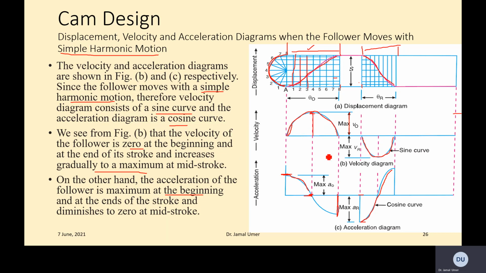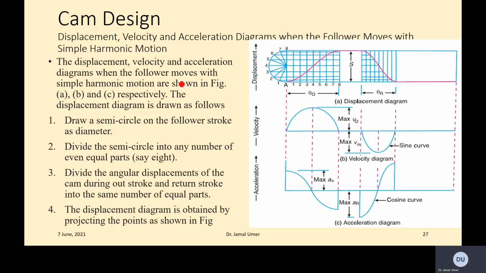Just hold on with your questions, because we are going to construct such a curve, and you will find what actually we are doing over here. So the displacement, velocity, and acceleration diagram when the follower moves with a simple harmonic motion. Again and again, we are just talking about the case where the follower is doing simple harmonic motion.